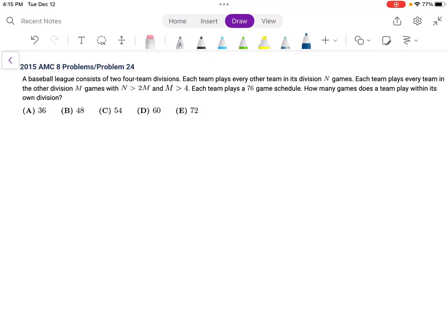Problem 24. The baseball league consists of two 4-team divisions. Each team plays every other team in its division n games, so that's a total of 3n games. And each team plays every team in the other division m games, so that's 4m games in total. And each team plays a 76 game schedule.